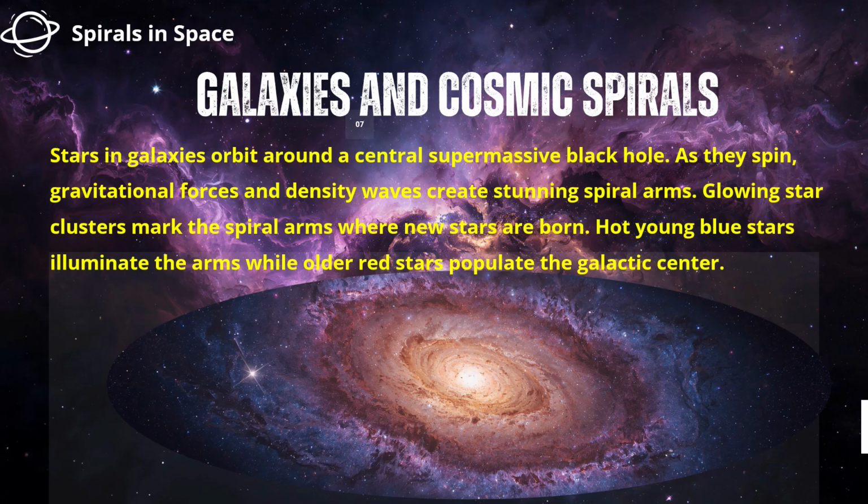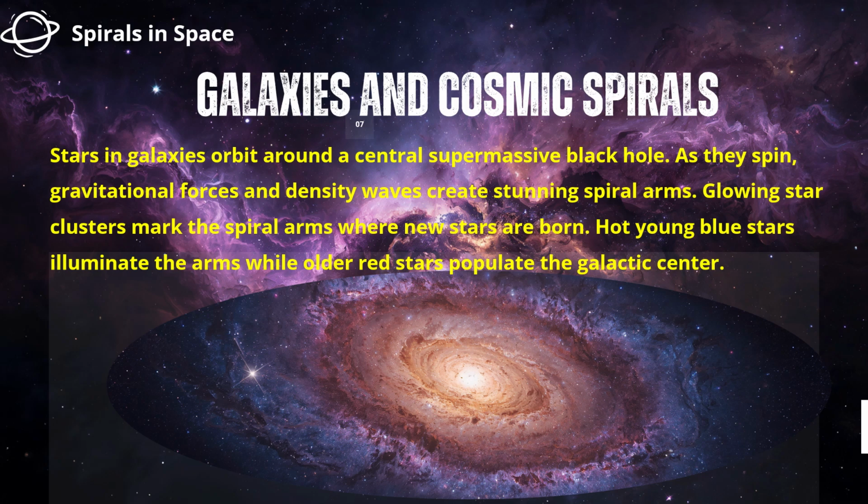Stars and galaxies orbit around a central, supermassive black hole. As they spin, gravitational forces and density waves create stunning spiral arms. The Milky Way has four major spiral arms stretching across 1 lakh light years. These cosmic pinwheels contain billions of stars, gas clouds, and cosmic dust swirling in an eternal dance.